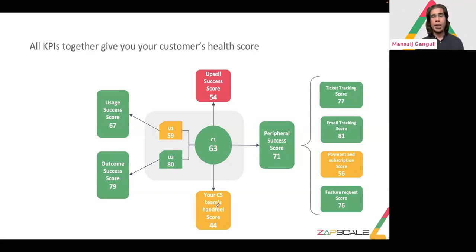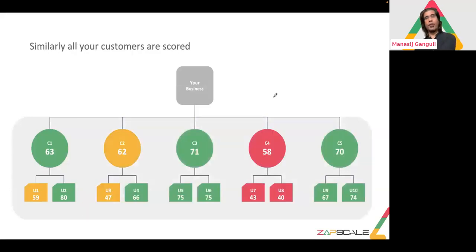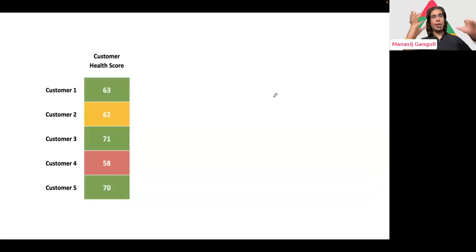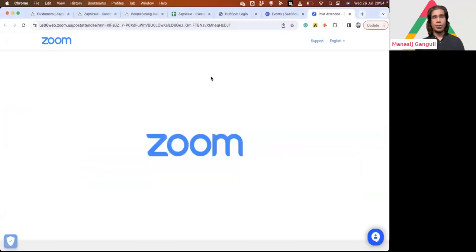So all of this put together, you get 1 score overall for 1 customer, which looks like this, and also for the users. Then you extrapolate for all the customers and users, you get all the customer data, and then you aggregate together, you get the whole story like this. And believe it or not, guys, this is exactly what we do in ZapScale, by the way.